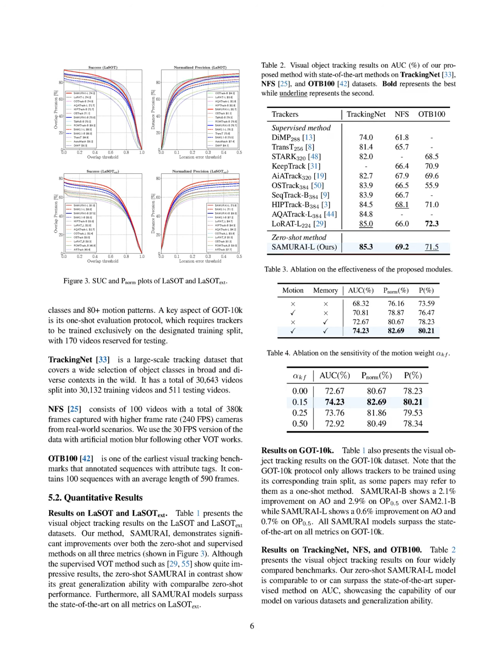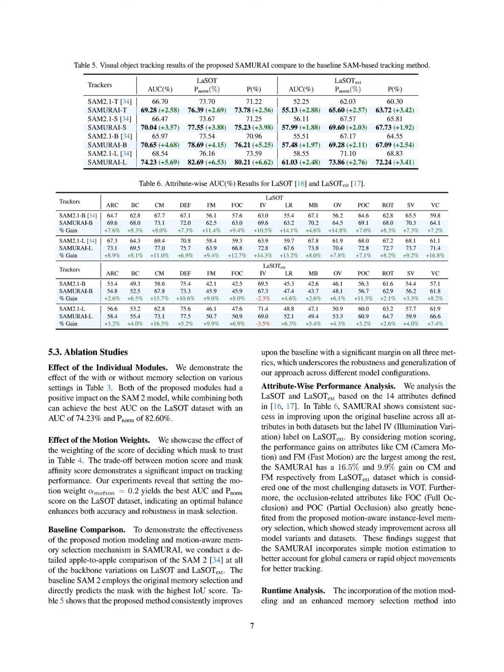The effectiveness of Samurai was validated through extensive experiments on several visual object tracking (VOT) benchmarks, including LaSOT, LaSOT_Ext, GOT10K, TrackingNet, NFS, and OTB100. The evaluation metrics used to assess performance included average overlap (AO), overall precision (OP), and area under curve (AUC), which provided a comprehensive view of tracking accuracy and robustness.